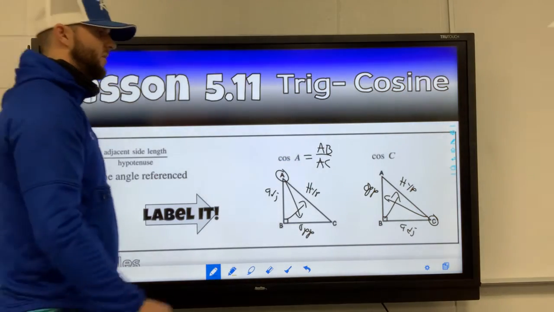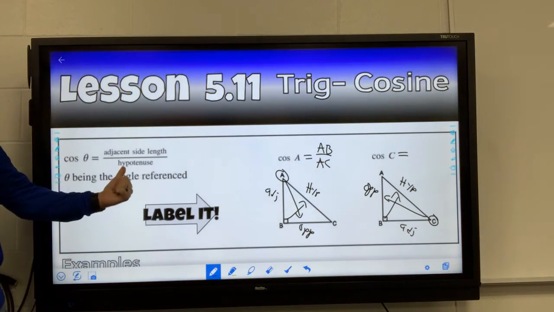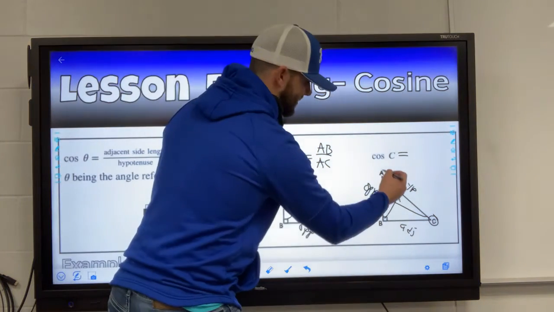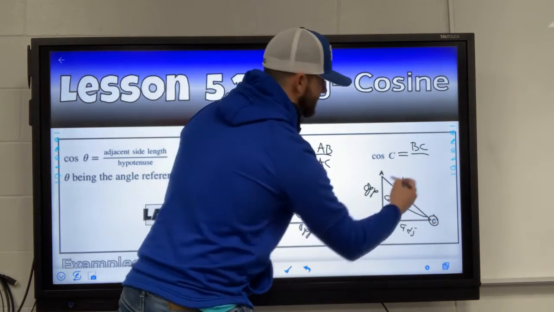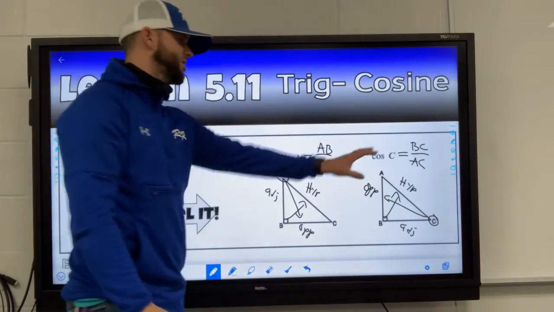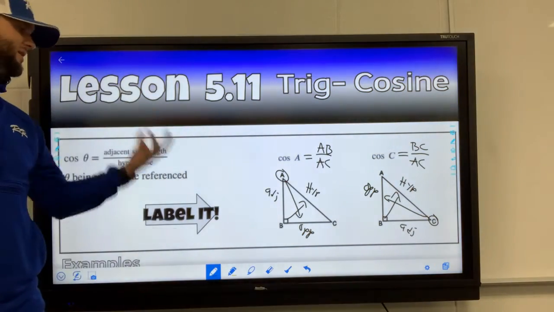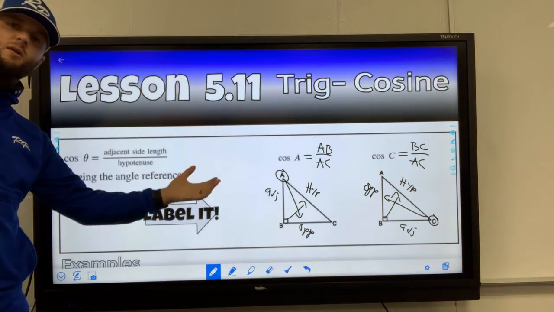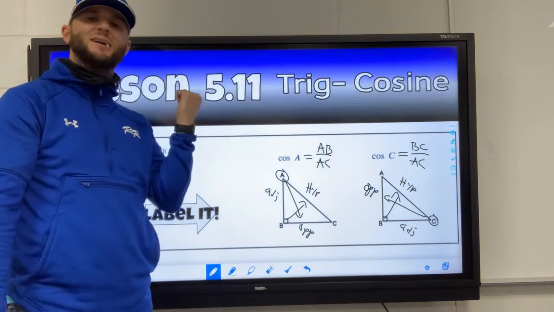Okay? So the cosine of C, I'm going to do the adjacent side over the hypotenuse. So the adjacent side is going to be BC, and the hypotenuse is going to be AC. So ladies and gentlemen, that would end up being the ratio of the cosine C. So we're going to take this different ratio, and we're going to put it into play just like we did the sine in the last lesson.